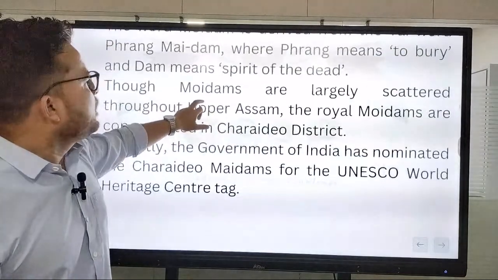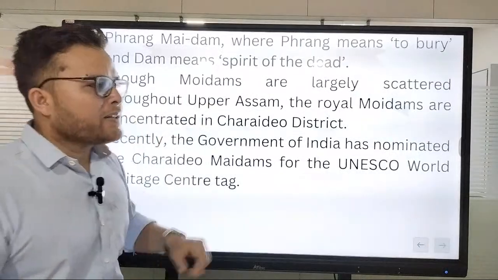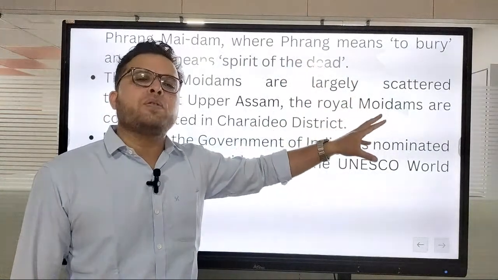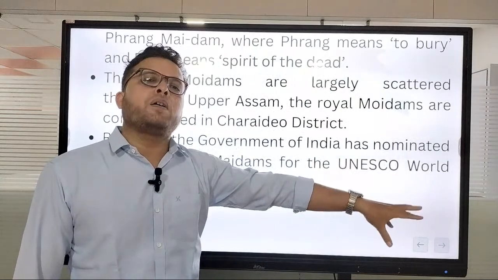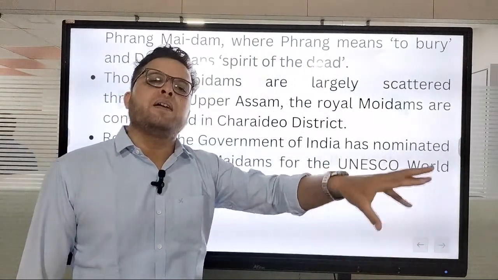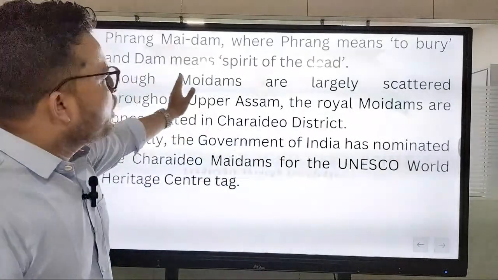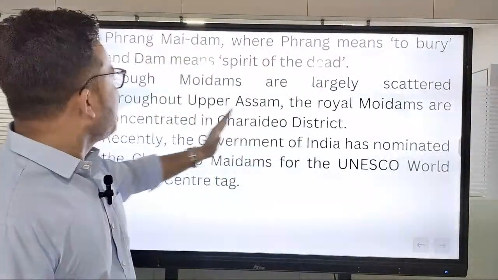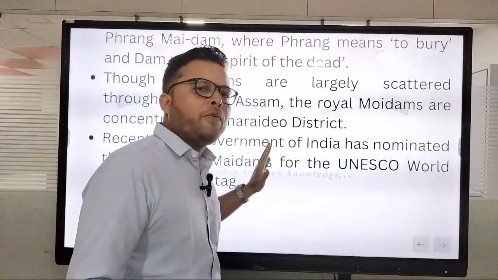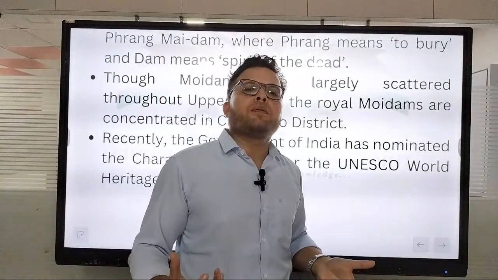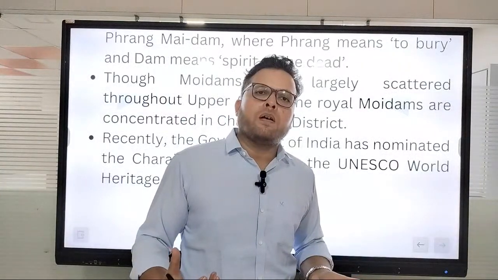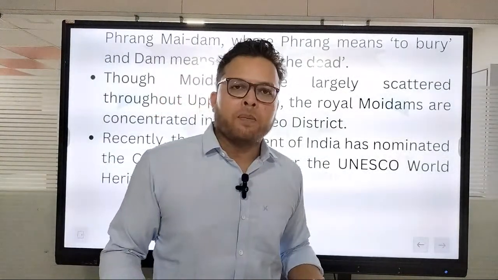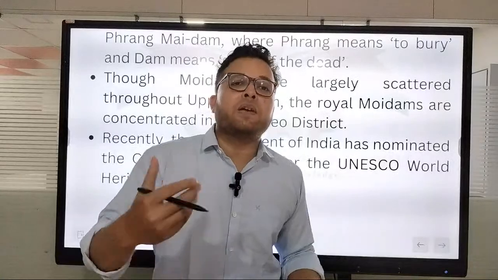Though Moidams, like I said, are largely scattered throughout Upper Assam, you will find Moidams in Jorhat, Sivasagar, and Dibrugarh. Though Moidams are largely scattered throughout Upper Assam, the royal Moidams are concentrated in Sivasagar district. What's the meaning of royal Moidams? Royal Moidams means the Moidams of kings and queens, and we may also include the most powerful nobles. They were graves, but let me clarify, Moidams were not just graves, they were much more than graves.